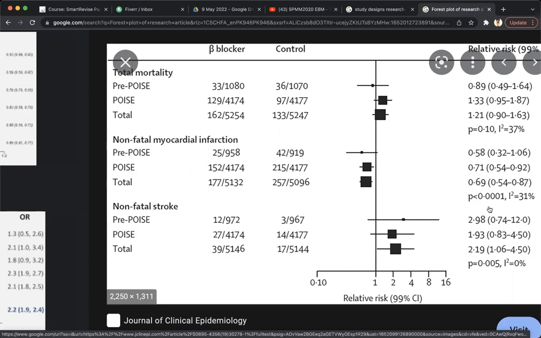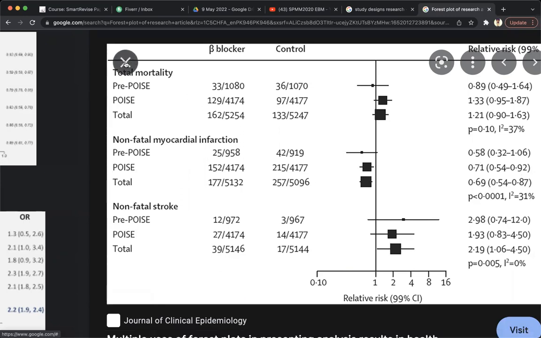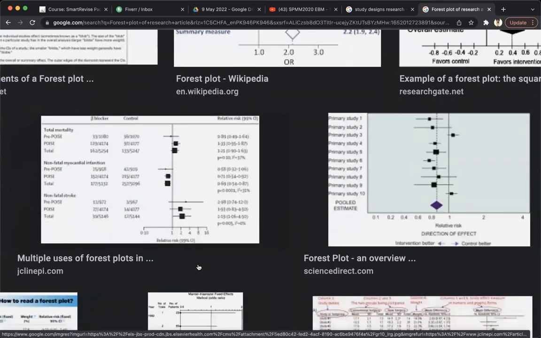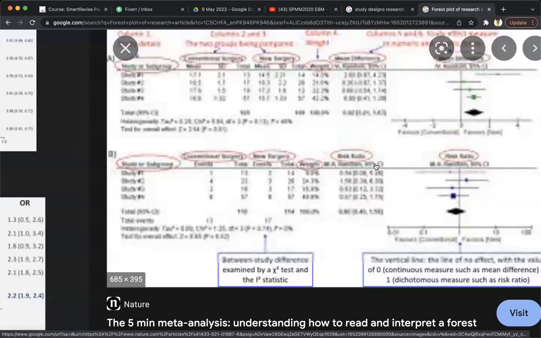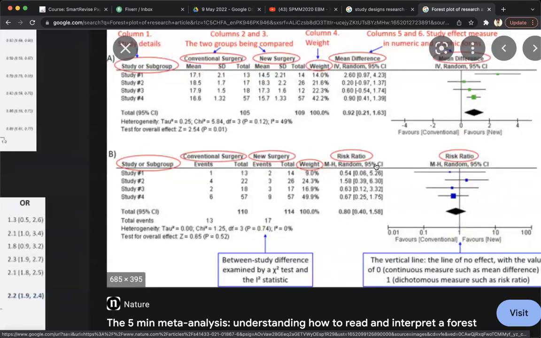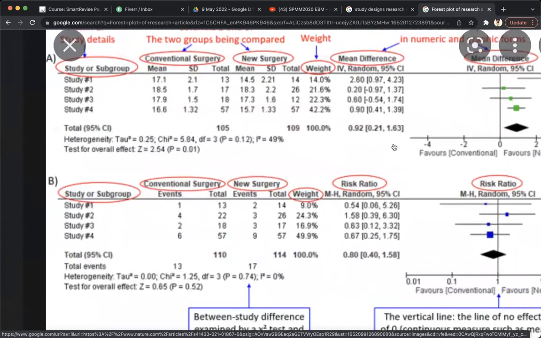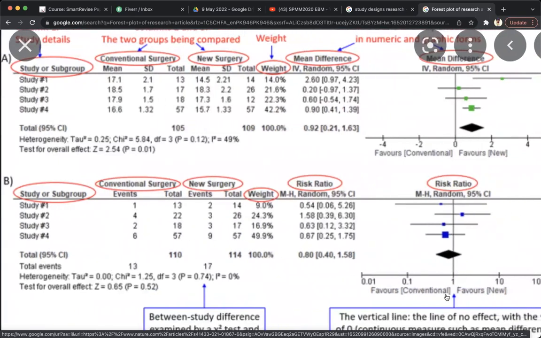So in this way, you can easily tell by just looking at the forest plot, or by just looking at the data, whether the study is significant or not. For example, if you see here, it is risk ratio. Here we have two sides of the forest plot. This side favors the conventional, the old method, and this side favors the new method. As you can see, the measure is risk ratio.